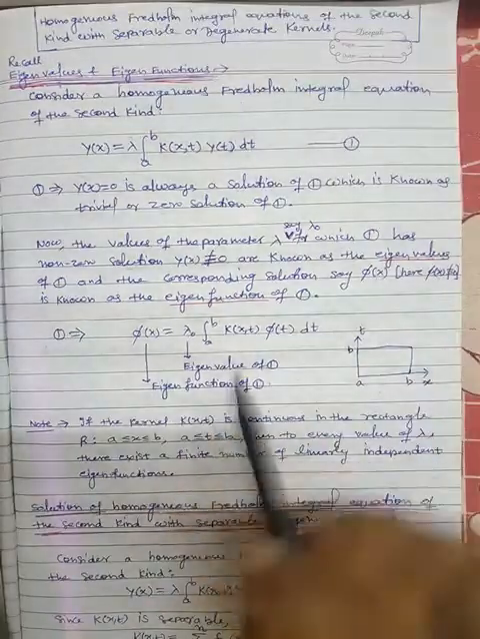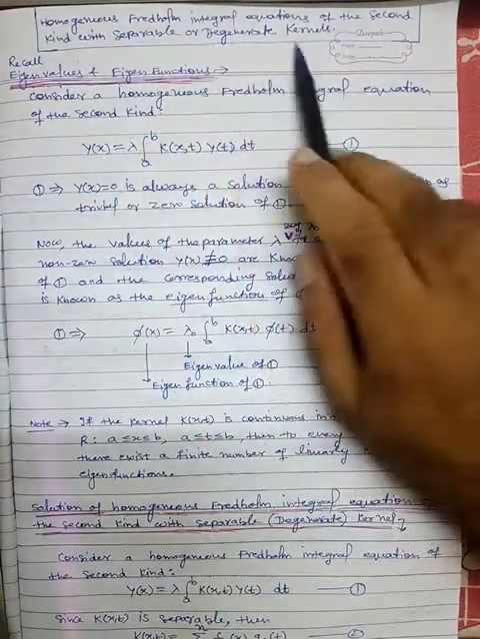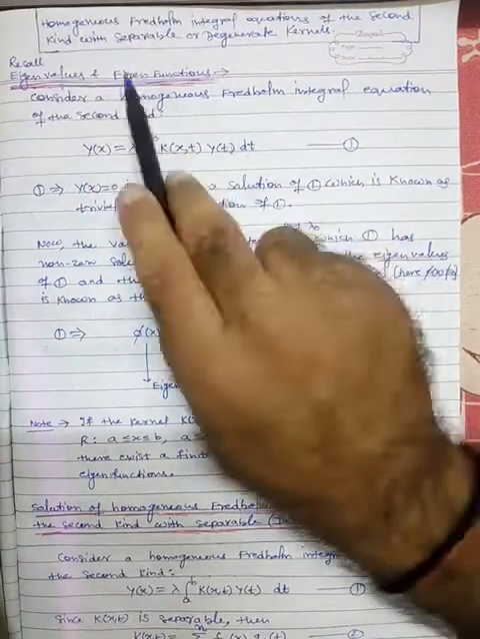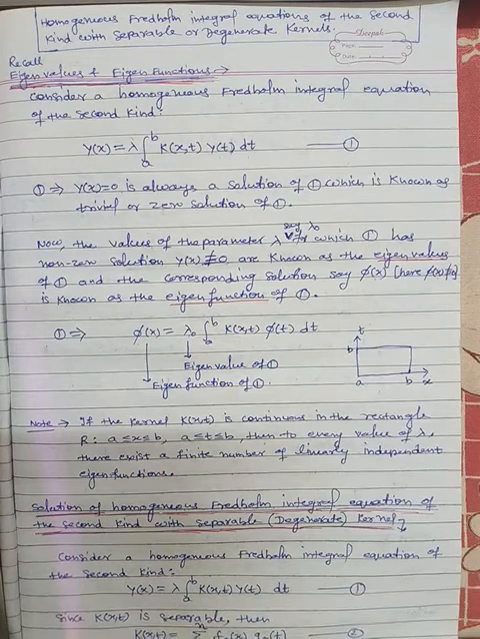Now we will use these eigenvalues and eigenfunctions to find the solution of the homogeneous Fredholm integral equation of the second kind with separable or degenerate kernel. So how to find that? This is the procedure.